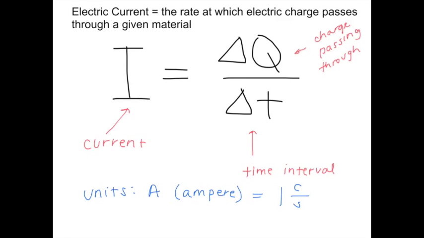a given material. So to write this mathematically, we have I, which is the current, equals delta Q, which is the amount of charge passing through, divided by delta T, which is the time interval in which this transfer occurs. The units for electric currents are A, or amperes, which equal 1 coulomb per second.